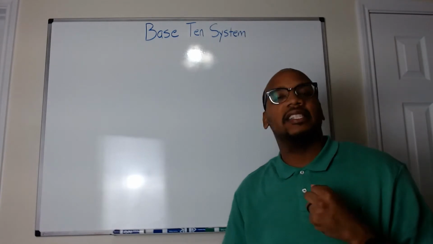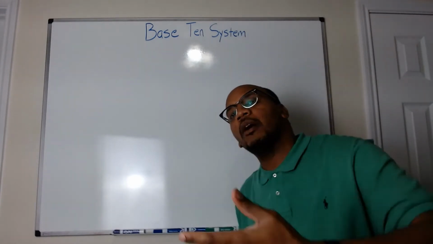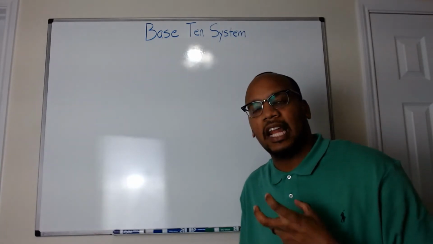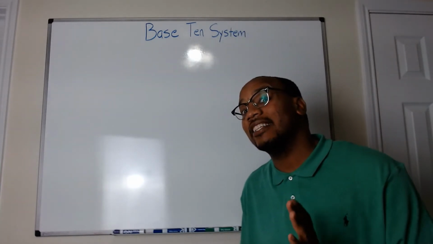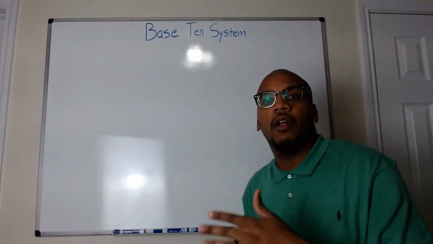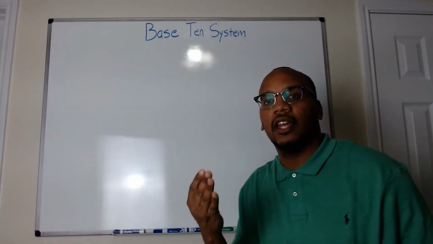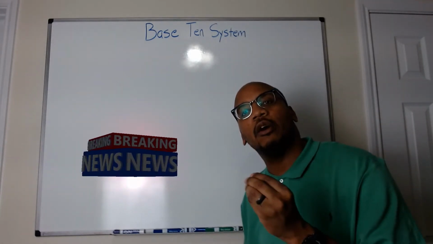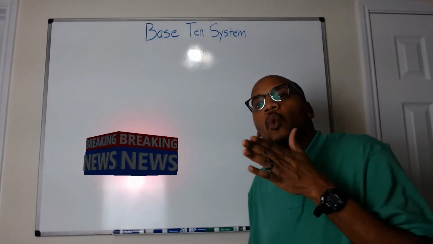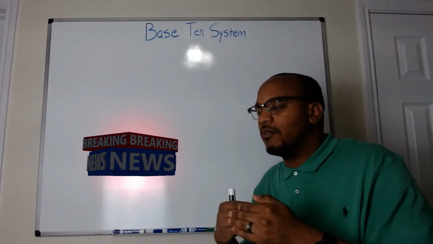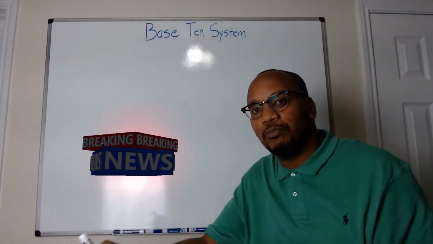So the base 10 system describes our numbering system. Most people don't realize that our numbering system only has 10 numbers. 0, 1, 2, 3, 4, 5, 6, 7, 8, 9. That's only 10 numbers, right? What changes to make bigger numbers is you're moving them in different place value spots.